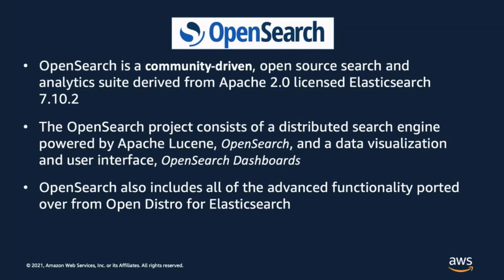Again, to stress the point, OpenSearch is community-driven, open source search and analytics derived from Elasticsearch 7.10.2. The project itself has an open source engine called OpenSearch and data visualization called OpenSearch Dashboards, derived from Kibana. And it includes all of the functionality ported over from Open Distro for Elasticsearch.